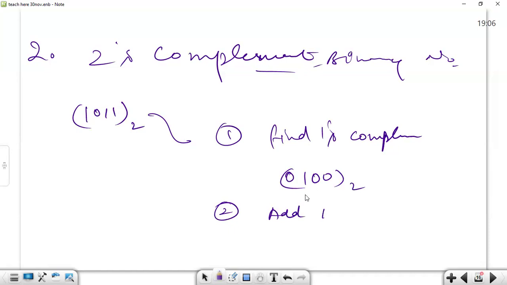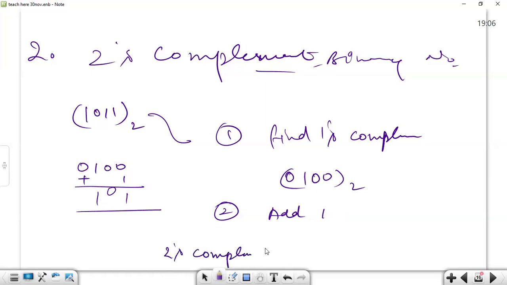If we add 0 1 0 0 and 1, we get 1 0 1. So the second complement of 1011 is 101 simply. This binary number is the answer. Any doubts? Any doubts?